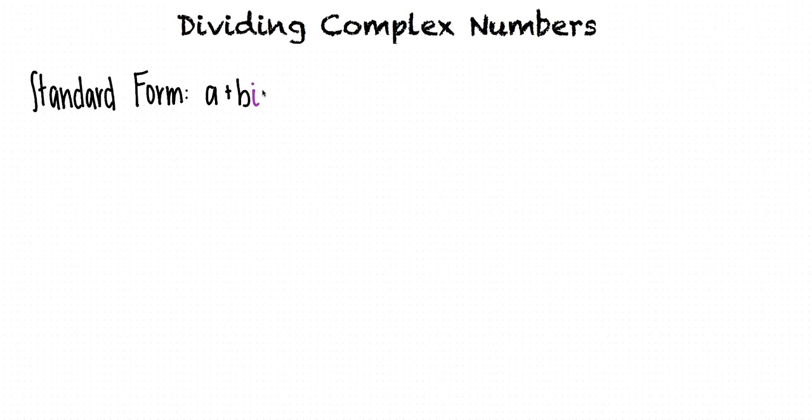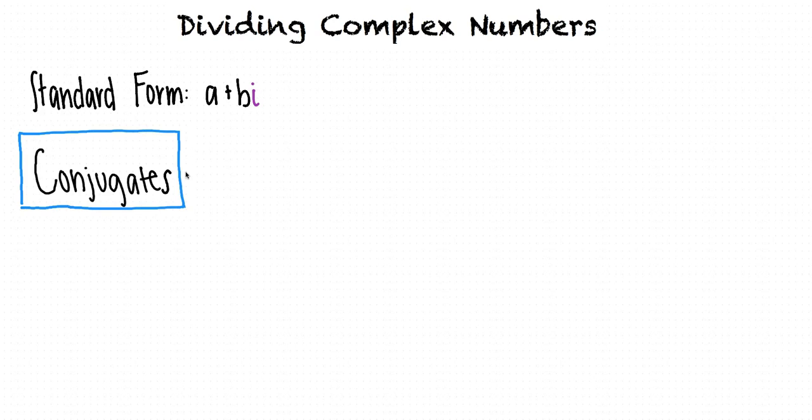Another concept we will use a little later on in this video is that of conjugates. We can find the conjugate of a binomial by multiplying its second term by -1. For example, the conjugate of a plus bi is a minus bi, and the conjugate of a minus bi is a plus bi. What does this have to do with dividing complex numbers?